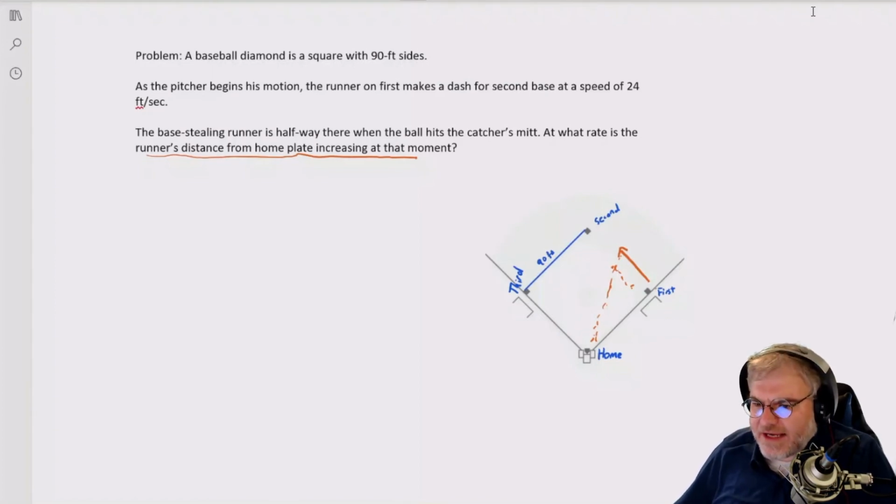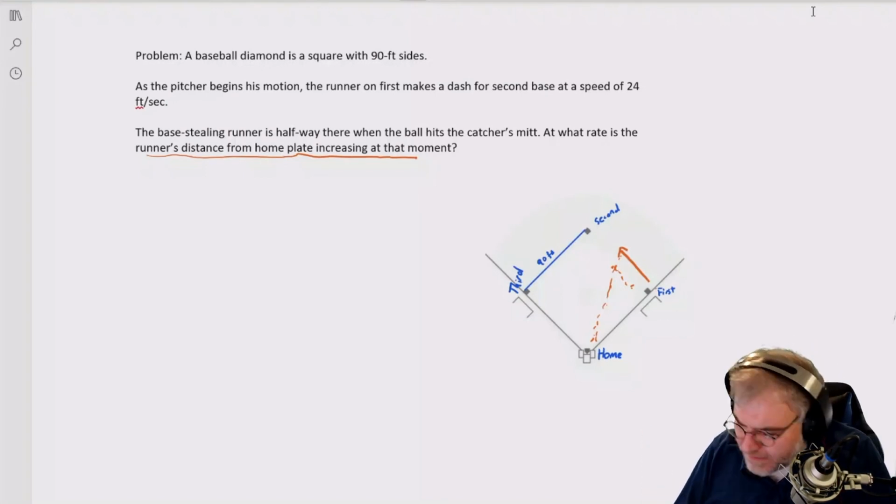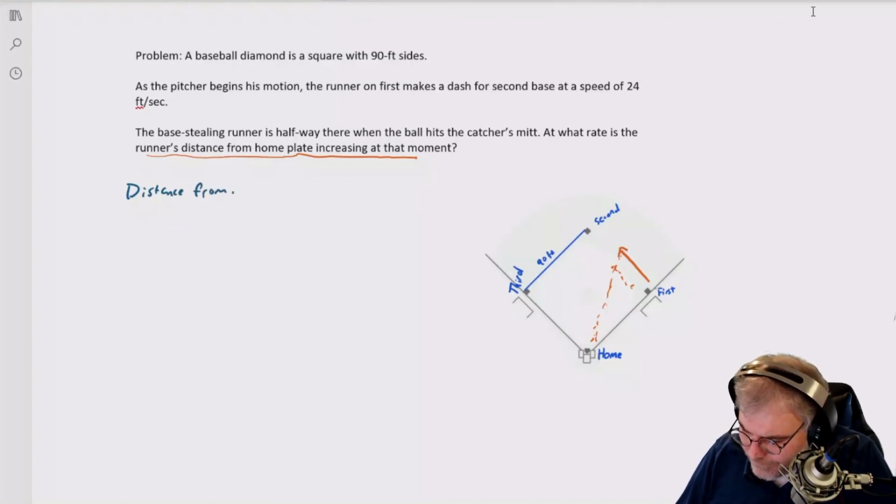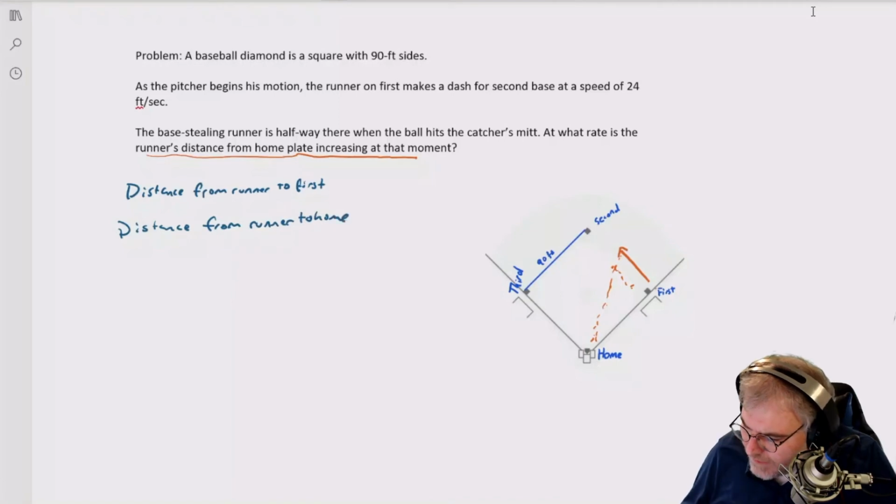Well, it looks like a right triangle to me. I'm going to give it some labels. So what's going on here? We've got the distance from runner to first. We have the distance from runner to home. Now, I've got two triangles I can work with here.